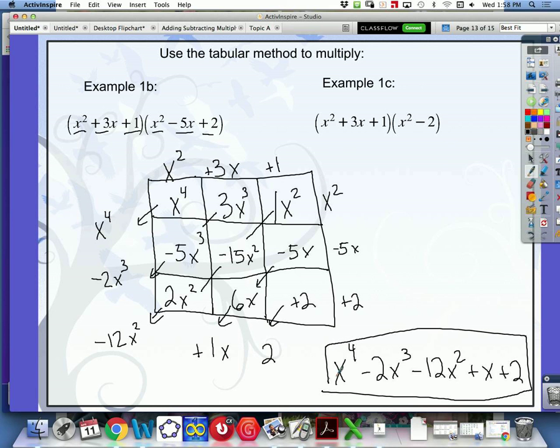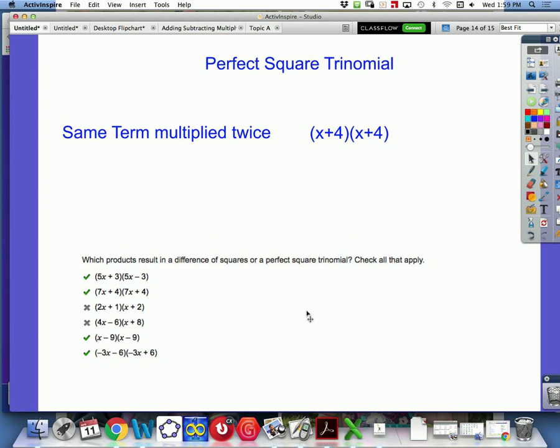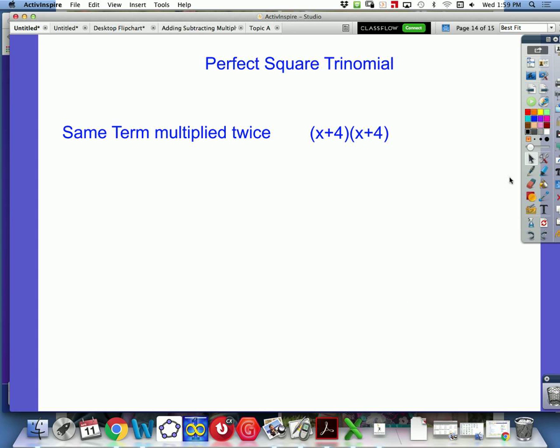So in this problem, we have a polynomial with a degree of 4. So don't worry when you see these kinds of big problems. Just make your box, figure out how many rows you need and how many columns, set it up, and just multiply. Now the next thing we have is a perfect square trinomial.